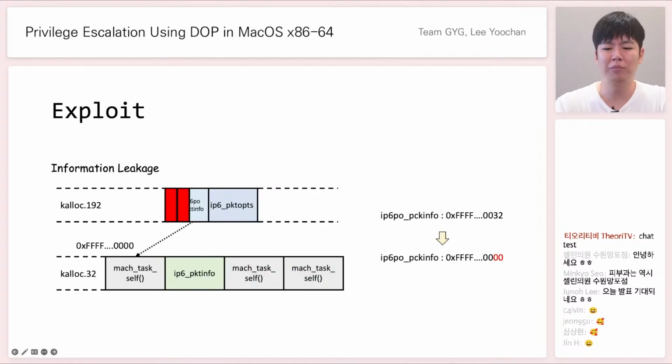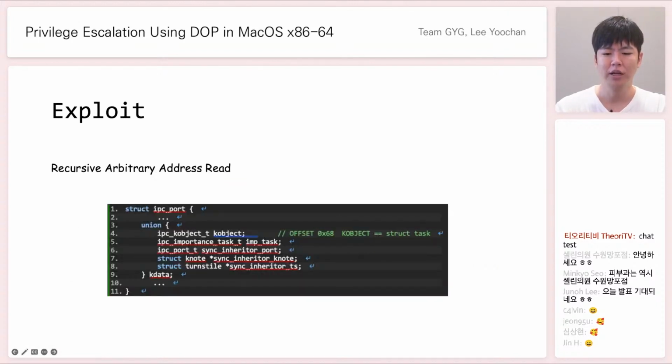Since IP6 PO packet info is in the kalloc 32 zone, we spray the mock task self object on the kalloc 32 zone. Then we overflow 17 bytes to override the first byte of the IP6PO packet info pointer. If the overwritten pointer points to the mock task self object, we can leak the port address. After leaking the port address, now we can fully override a pointer for arbitrary address read.